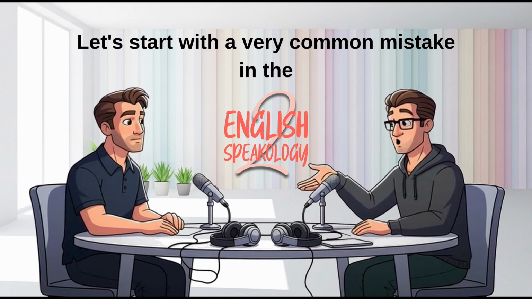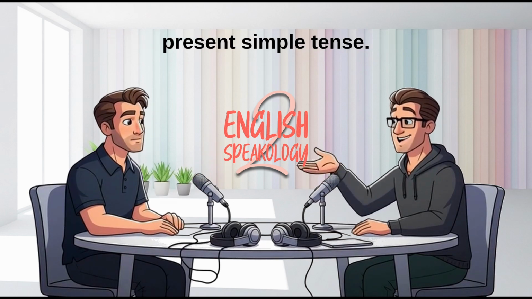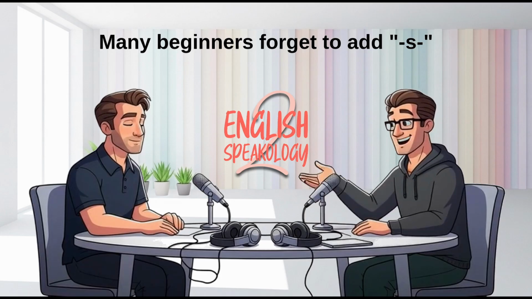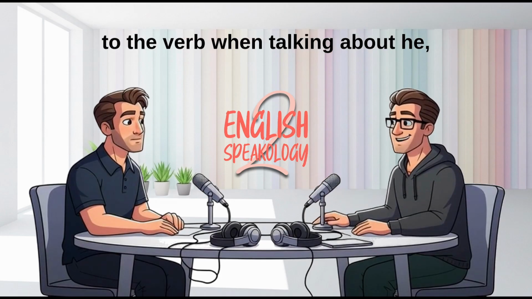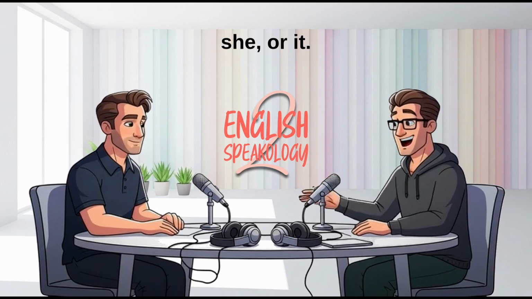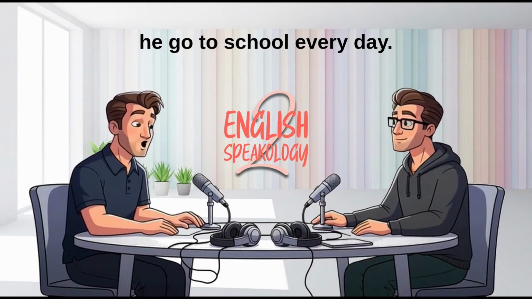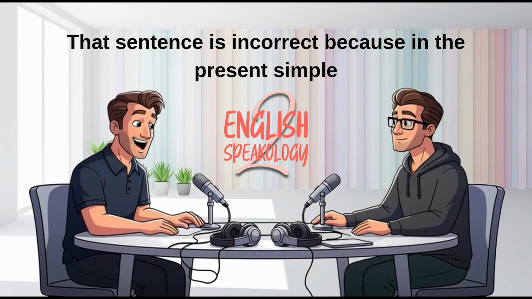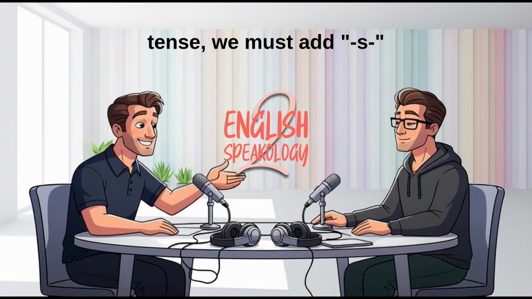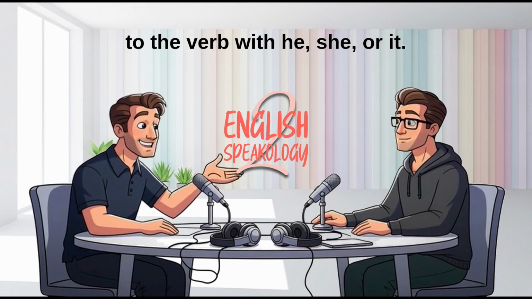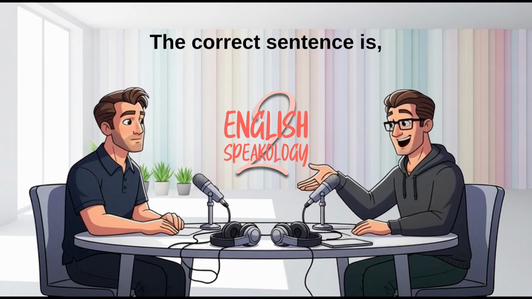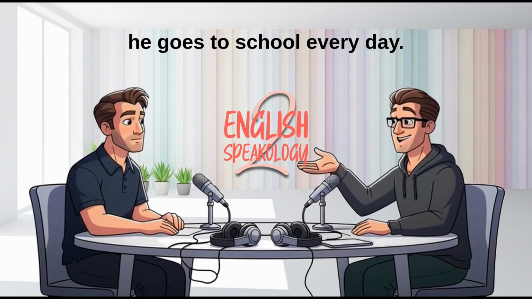Let's start with a very common mistake in the present simple tense. Many beginners forget to add s to the verb when talking about he, she, or it. For example, some learners say, he go to school every day. That sentence is incorrect because in the present simple tense, we must add s to the verb with he, she, or it. The correct sentence is, he goes to school every day.